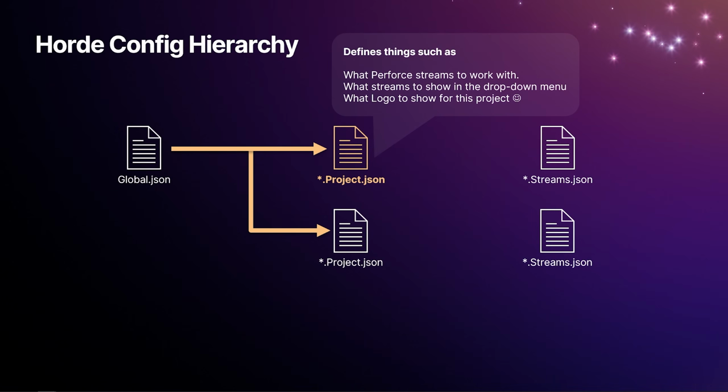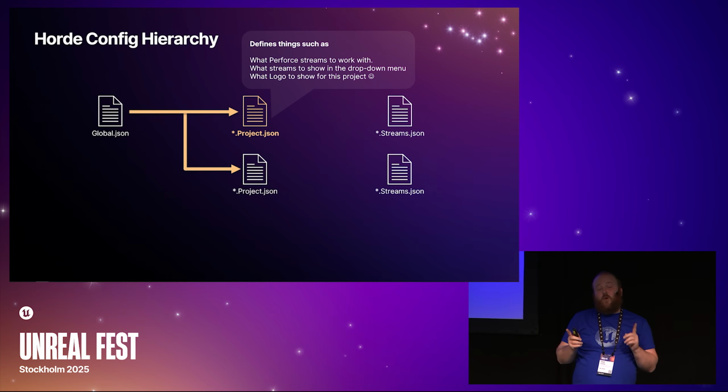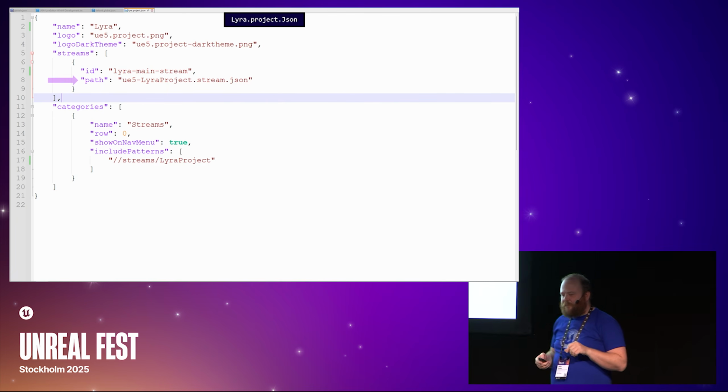So what does a project file do? They're really simple. We just list the streams that we're using, right? They also have some nice, fun features. We can customize the UX of how our streams are displayed. They can also define a cute little banner for each project if we want to make things feel more like home, which I think is important.